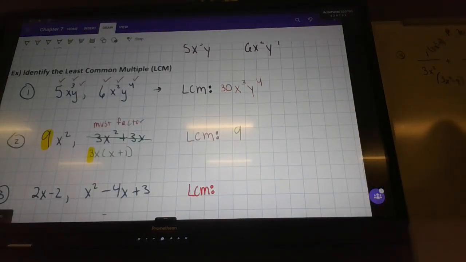All right, so the 9 and the 3 are taken care of. Now between x squared and x, I pick the highest exponent, so I'll do 9x squared. So those are taken care of. And then I have to put every factor in the LCM, so I'll have x plus 1. 9x squared, x plus 1.